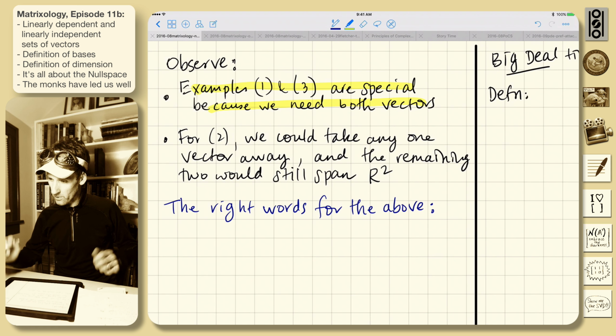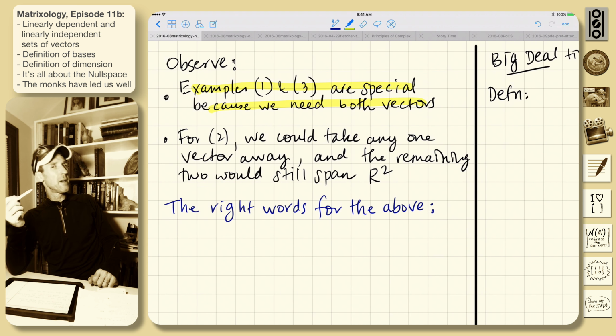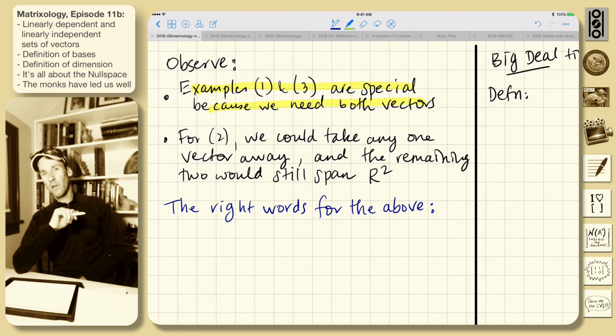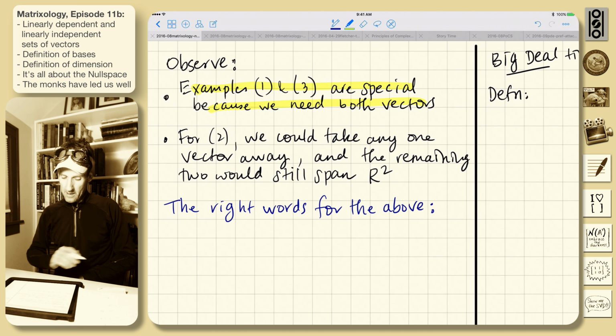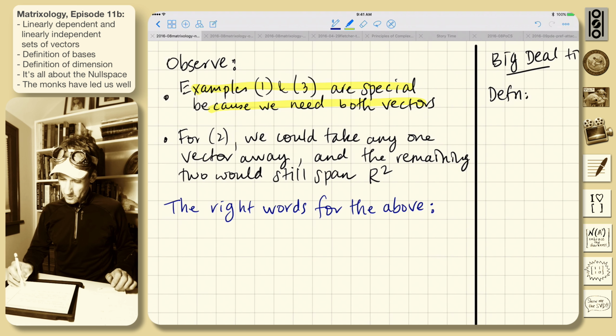And some things are more complicated, right? You can't just hand someone the lexicon behind Moby Dick and say, knock yourself out. But we have linear superposition, so we're good with that. All right, so they're special because we need both vectors.